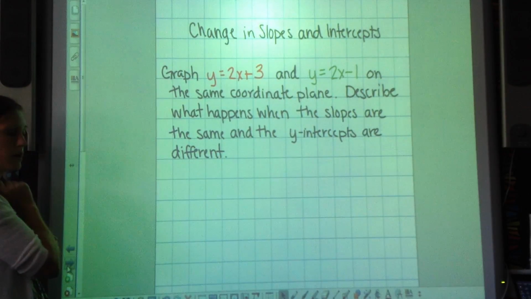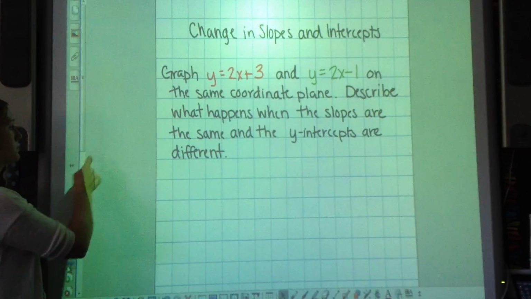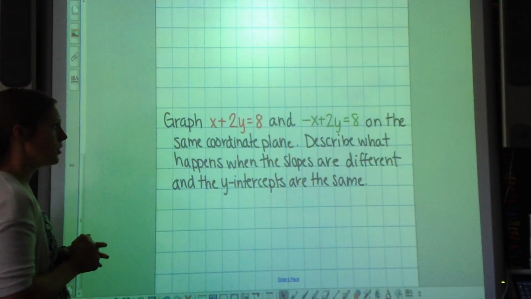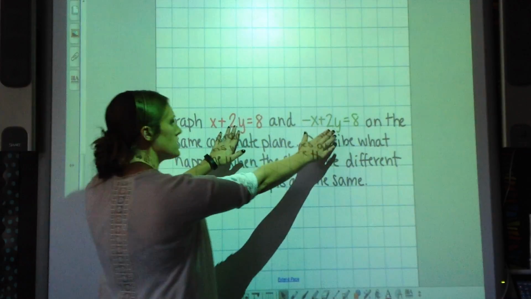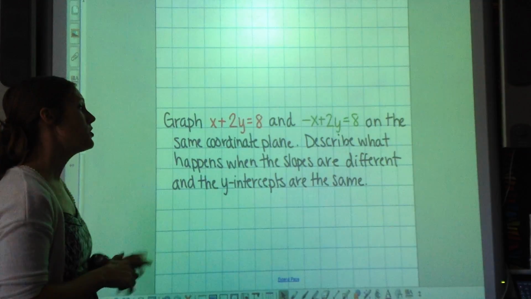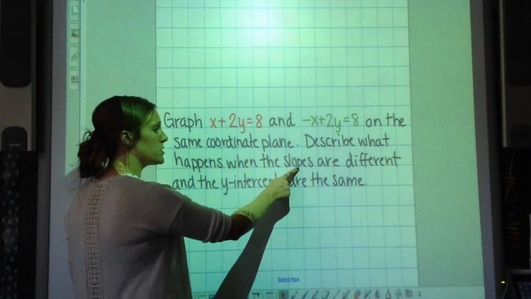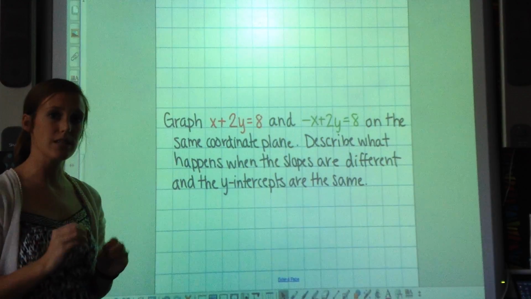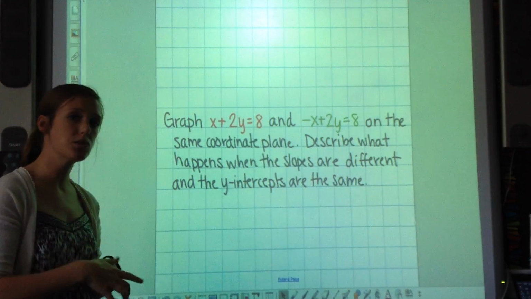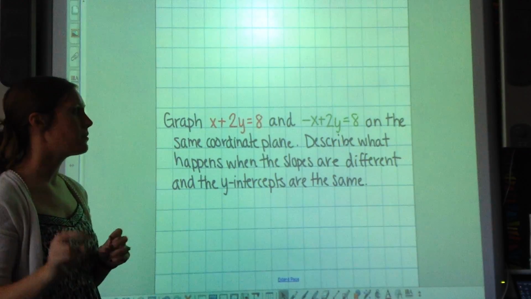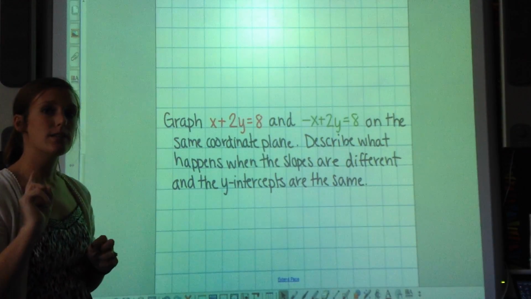Okay, push pause, try that now. Similarly, you're going to graph this equation and this equation on the same coordinate plane, and you're going to describe to me what happens when the slopes are different and the y-intercepts are the same. So I flip-flopped it there. Something different is going to happen. So again, in words, you're going to describe right next to the graph with the two, or right next to the coordinate plane with the two graphs on the same one. Tell me what happens.